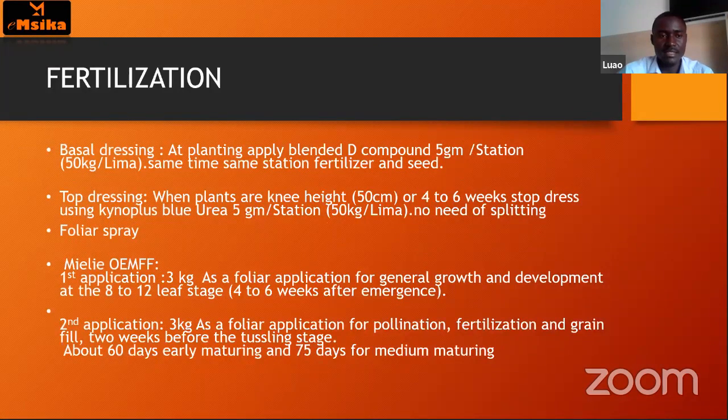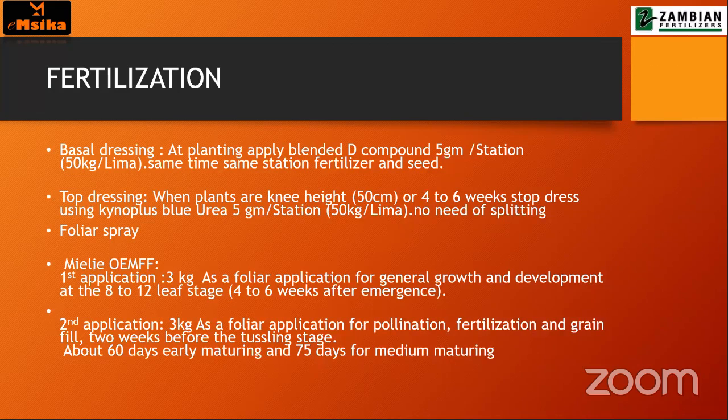So, fertilization. For the basal dressing at planting, you have to apply blended G compound. As I told you, blended G compound is a normal NPK 10, 20, 10, and 6 sulfur, but there is a filler or organic matter in it.